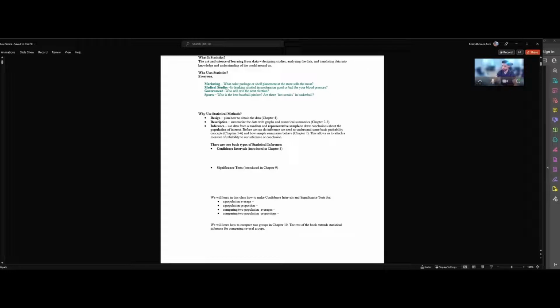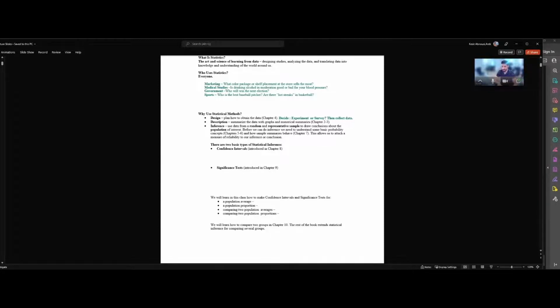And why use statistics? The statistical methods that we undergo when we are doing a study are, first, the design. At this moment, I would pause the video and read the statistical methods. The design is how to plan to obtain the data. It can be an experiment or a survey. We have to decide which one it is, and then collect the data.